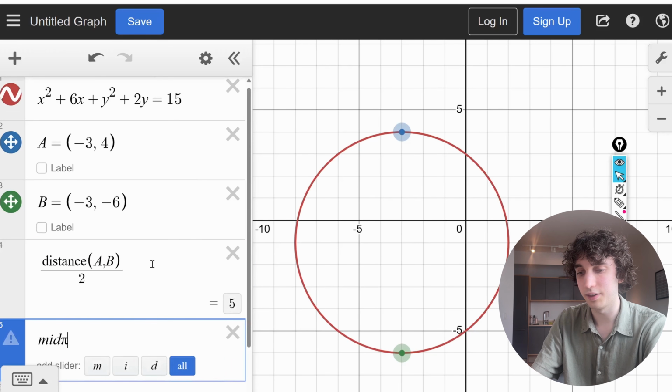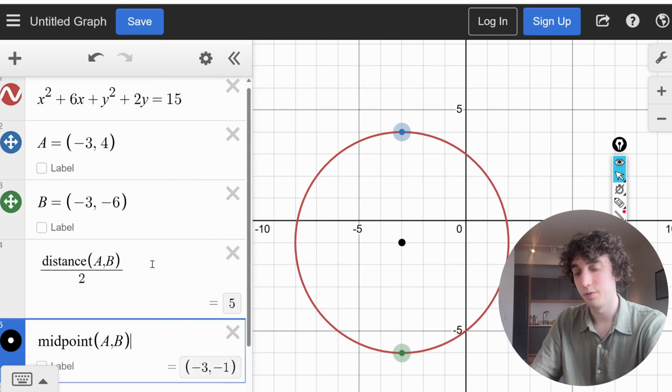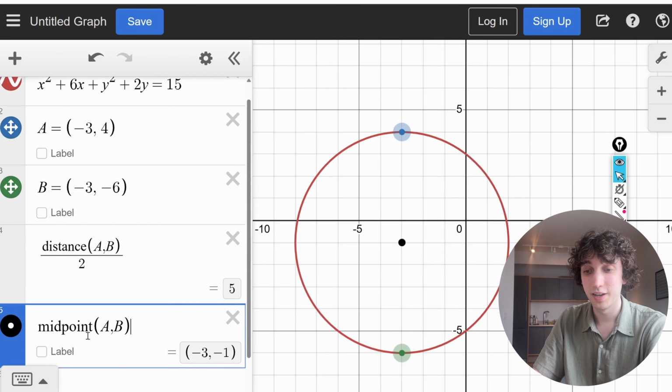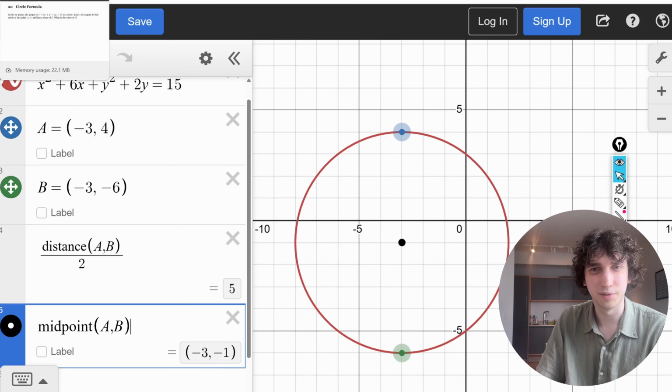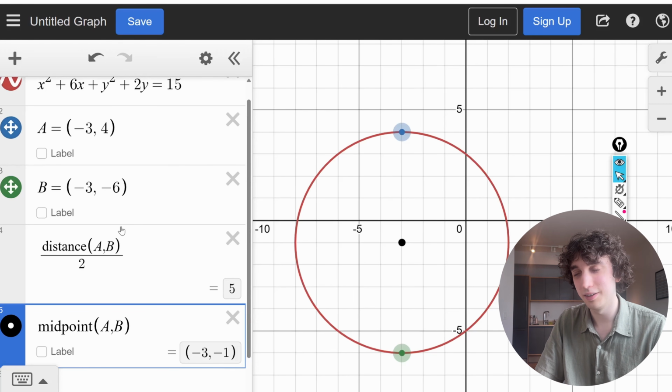And if I want to find the center, I can do the midpoint of A and B, which gives me -3, -1. So these are just nice little functions that you can use on the SAT. They're not terribly useful because 4 minus -6 is not a hard thing to do, but you know, whatever.